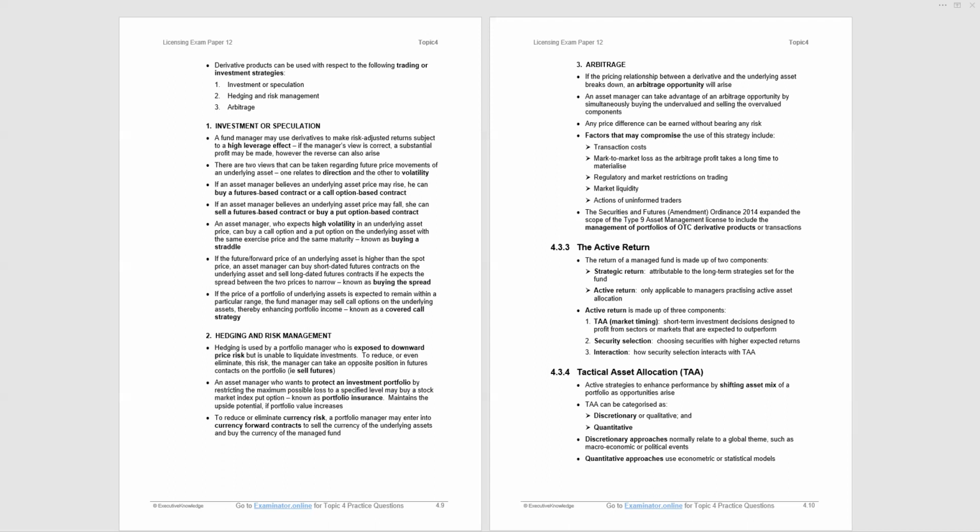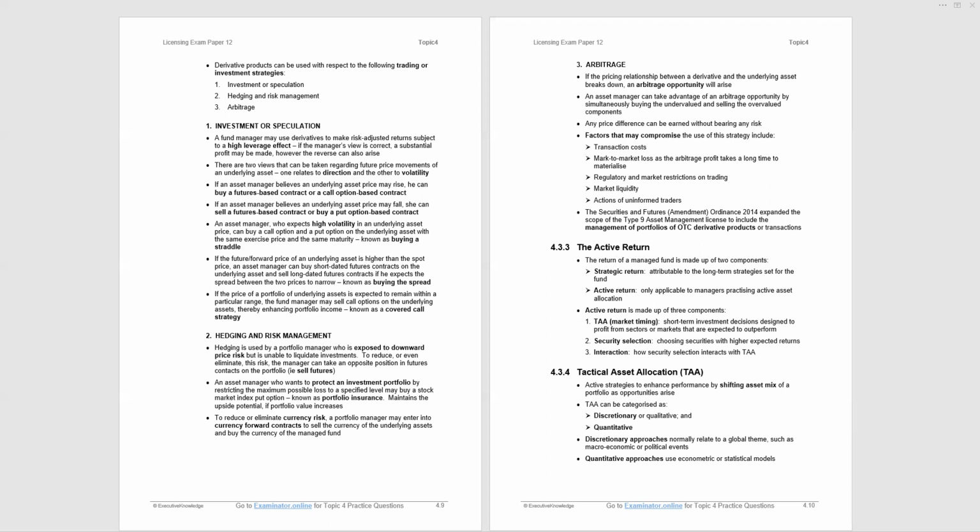An asset manager who wants to protect the investment portfolio by restricting maximum possible loss to a specified level may buy a stock market index put option, and that's referred to as portfolio insurance, and that maintains the upside potential if portfolio value suddenly increases. To reduce or eliminate currency risk, a portfolio manager may enter into currency forward contracts. So you're buying a currency forward at an agreed price, selling the currency of the underlying assets and buying the currency of the managed fund. And the third strategy with regard to derivatives that we're considering is arbitrage.